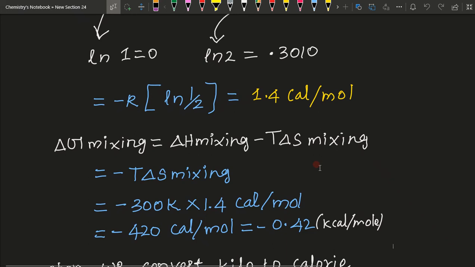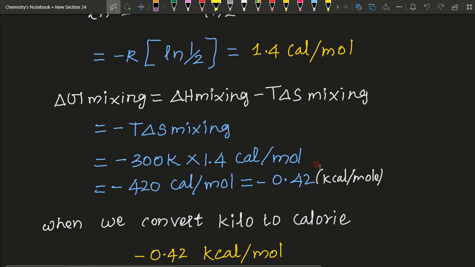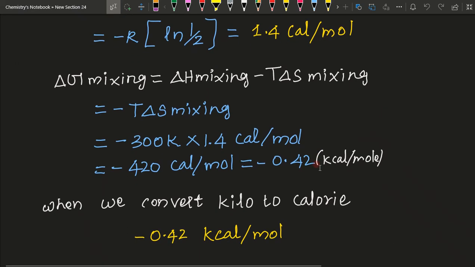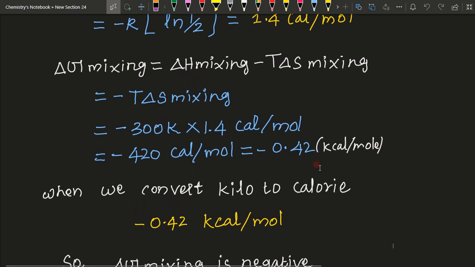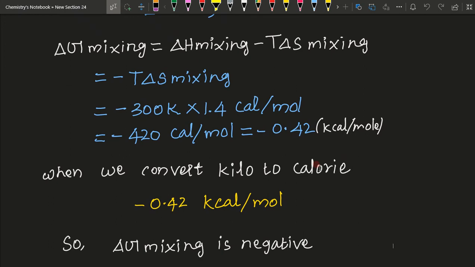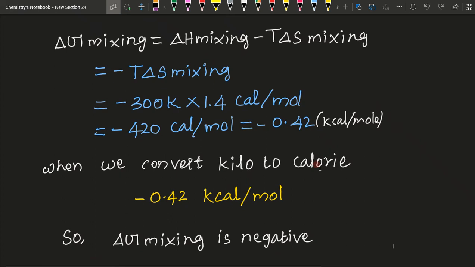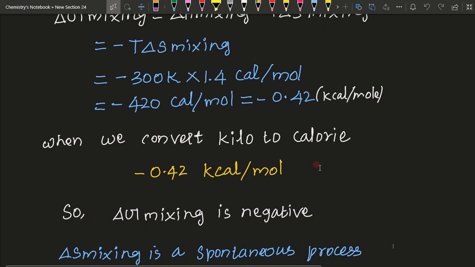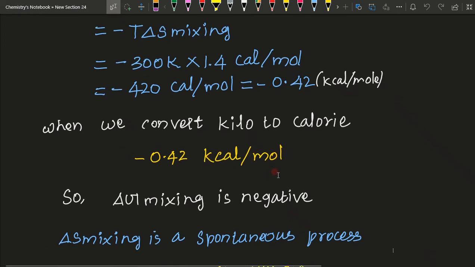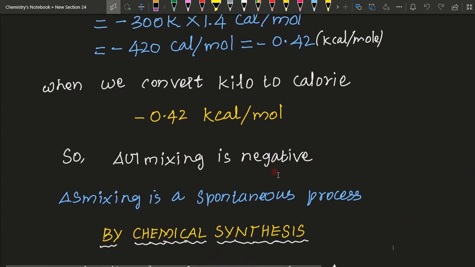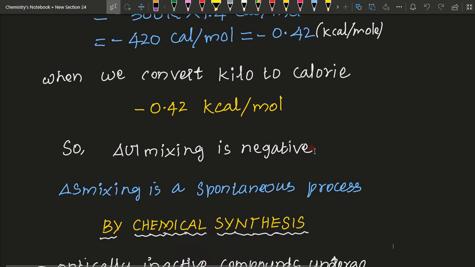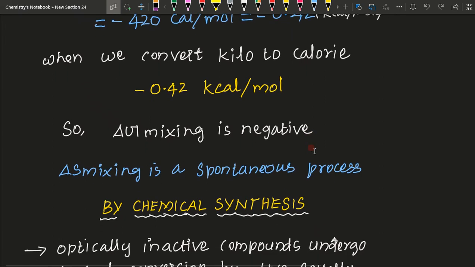Delta G mixing equals delta H mixing minus T delta S mixing. So minus T delta S mixing equals minus 300 Kelvin times 1.4 calorie per mole, equal to minus 420 calorie per mole, equal to minus 0.42 kilocalorie per mole. So delta G mixing is negative. Negative means it is a spontaneous process. Mixing is a spontaneous process.